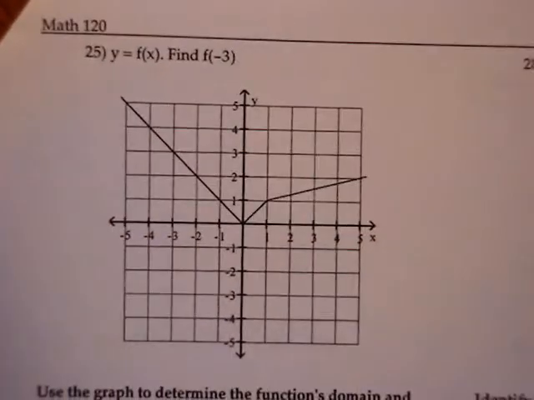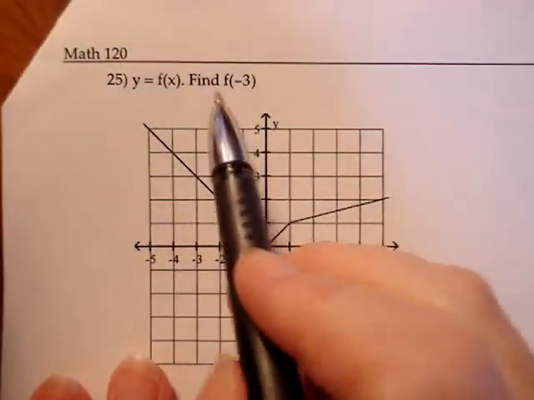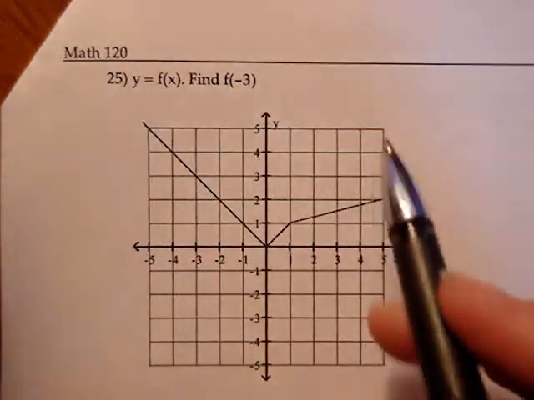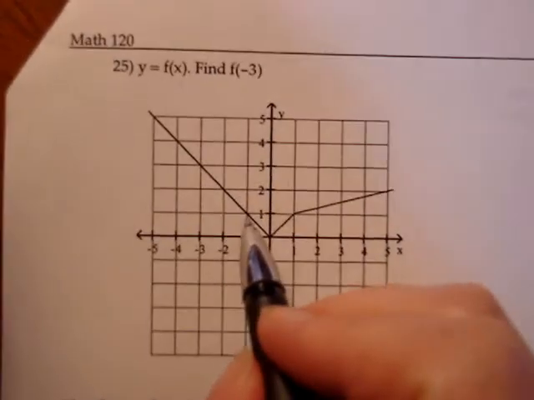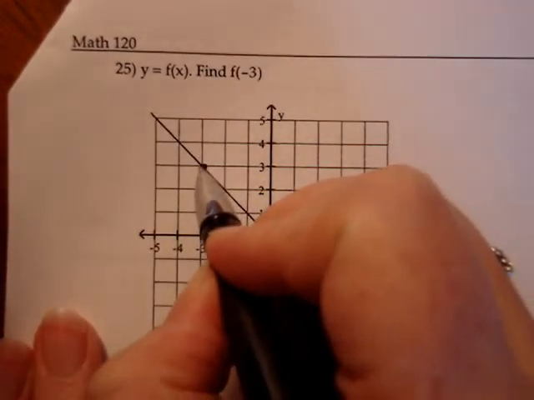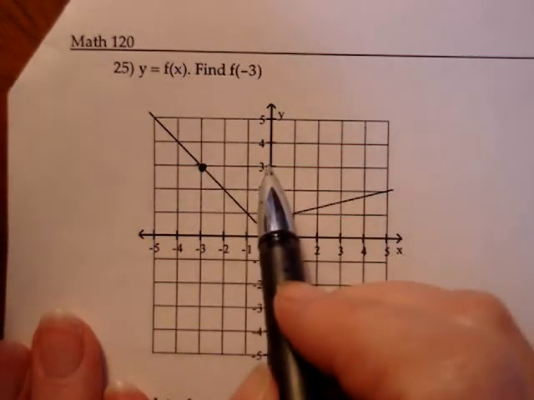So now let's look at, hey, that looks like the same graph, huh? That's nice. But this time they're asking me to find f of negative 3. So they're saying x is equal to negative 3. Okay, here's x negative 3. Here it is on the graph, so let's put the point there. What's the y value that goes with that? Positive 3.